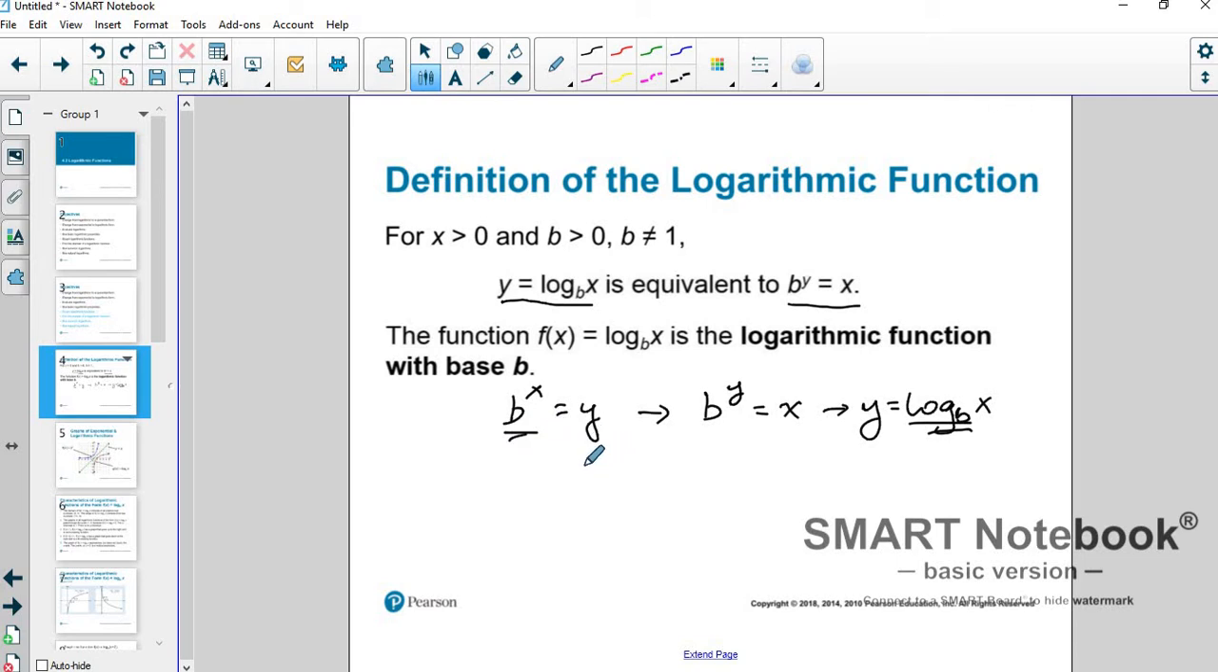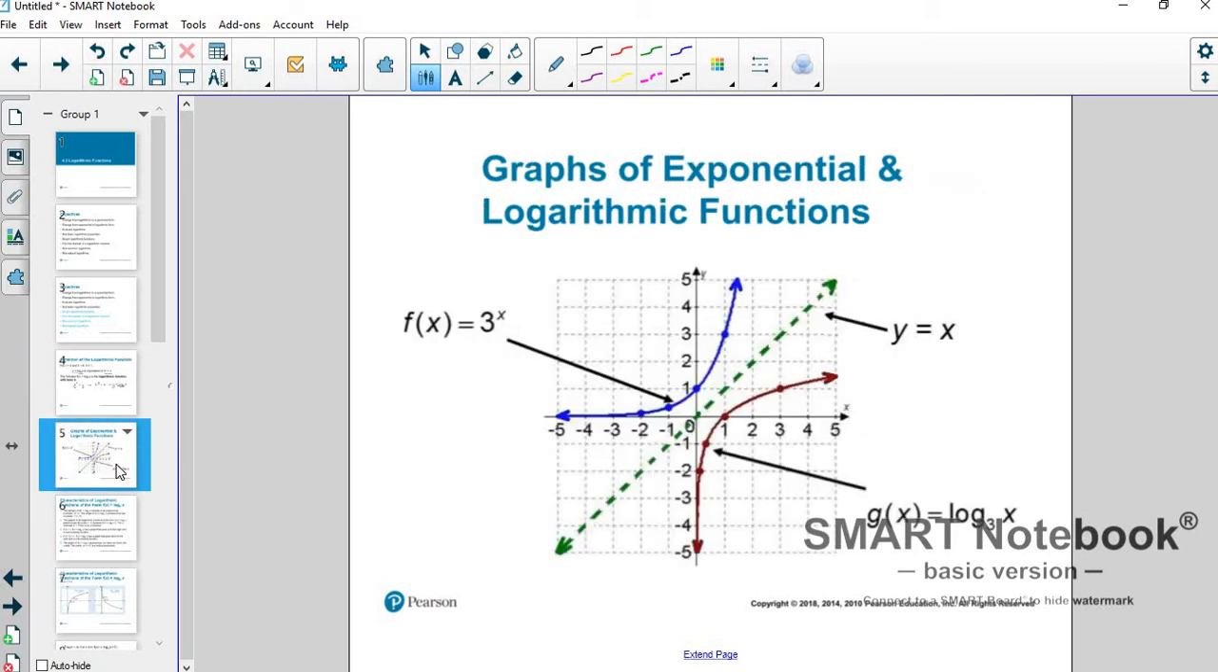And so when you switch x's and y's, what that means, if you take a look at the graph, we remember what the graph of b to the x looks like. This is for 3 to the x, where 3 is bigger than 1, so the graph goes up, goes through the point 0, 1. It has an asymptote at y equals 0, and it increases to the right.